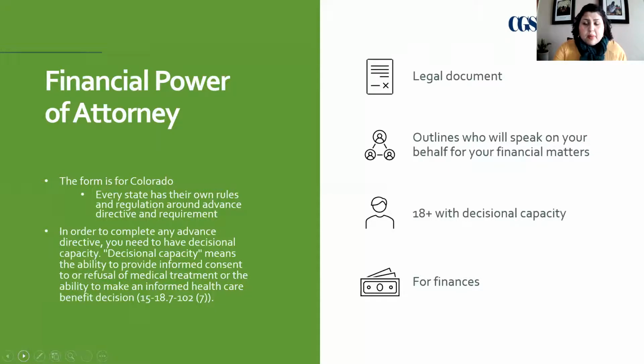So money, property. You need to be at least 18 years and older in order to be able to complete this form and have decisional capacity. What is decisional capacity? It's the ability to provide informed consent or refusal to anything, whether it's medical treatment, whether it's finances. And note that the financial power of attorney, it's only for finances.